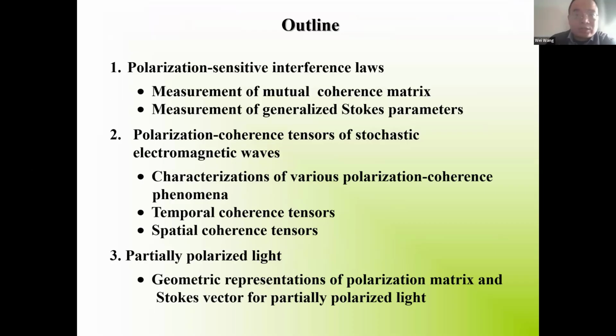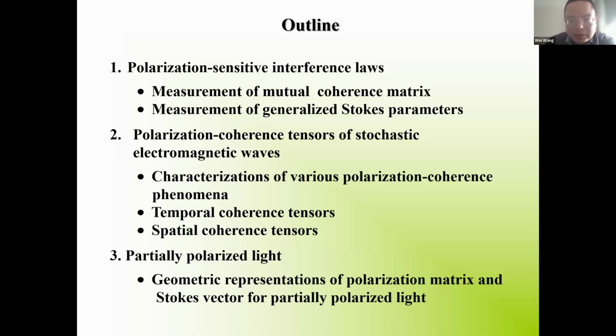This is the outline of today's talk. First, I would like to show you the polarization sensitive interference law. Through two types of Young's interferometer, we would like to measure the mutual coherence matrix and the generalized Stokes parameter. Next, we will move on to the polarization coherence tensors of stochastic electromagnetic waves. In this second part, I would like to introduce the characterization of various polarization coherence phenomena.